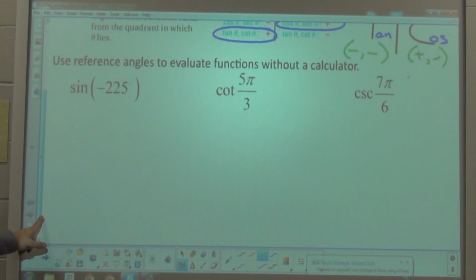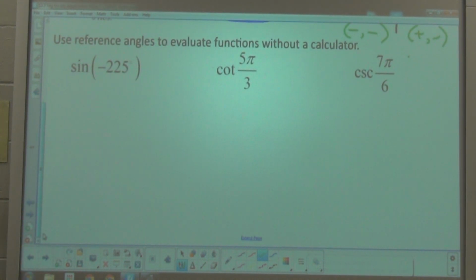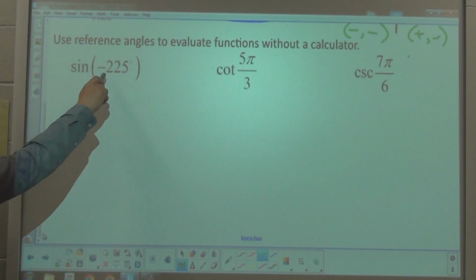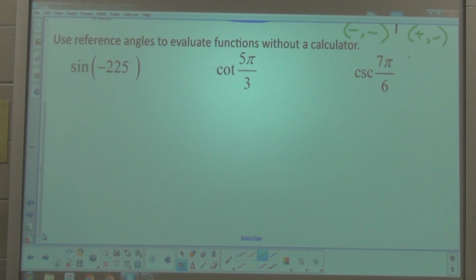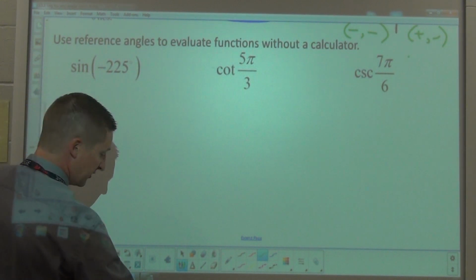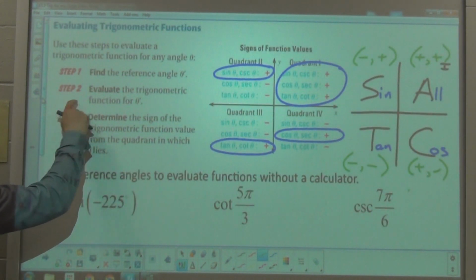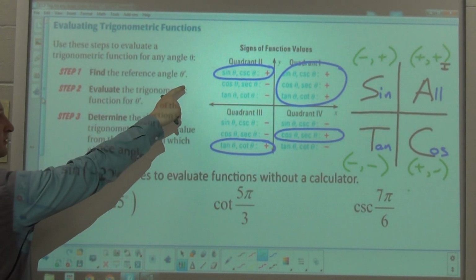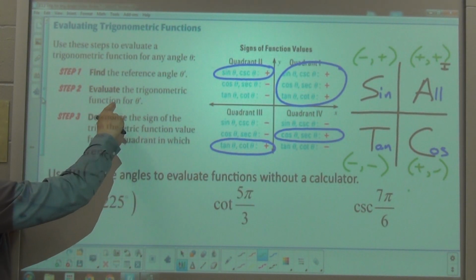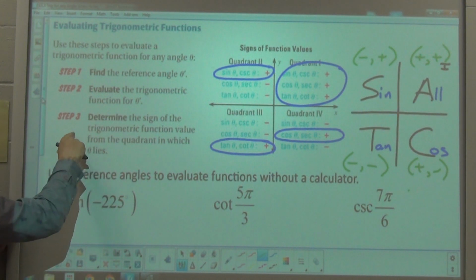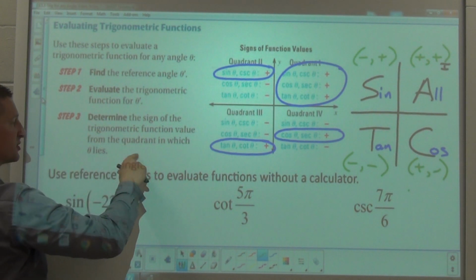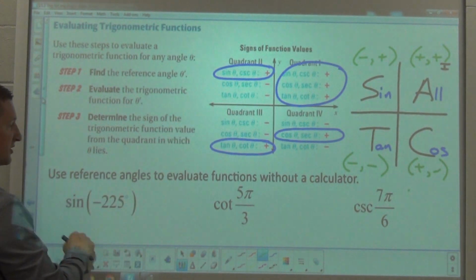Now, how do I use reference angles to evaluate functions without a calculator? Well, the sine of negative 225 degrees might be something that I could type into my calculator, but maybe I would end up getting an ugly decimal that nobody wants. I want to be able to find an exact value. Here's how I go about doing this. The steps are outlined for us here. Step 1, find the reference angle. Step 2, evaluate the trig function for that reference angle. And step 3, determine the sign of the trig function based on the quadrant in which it lies.